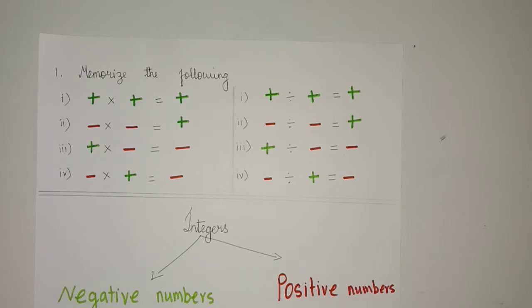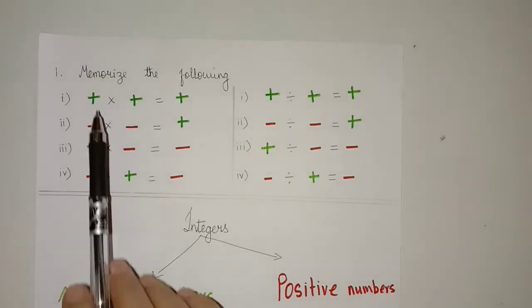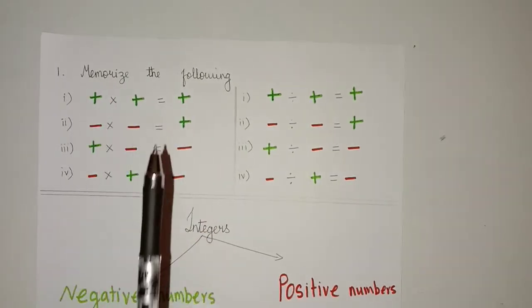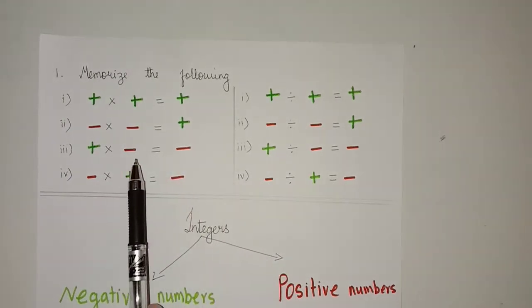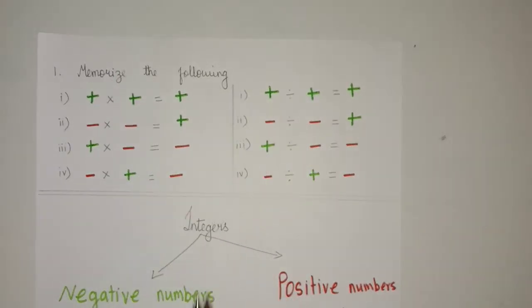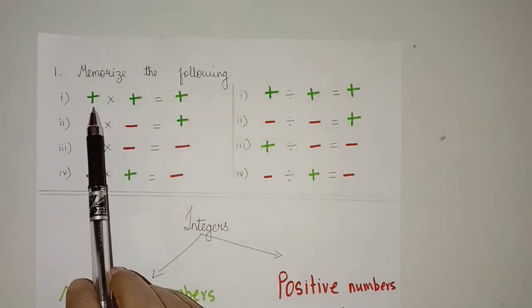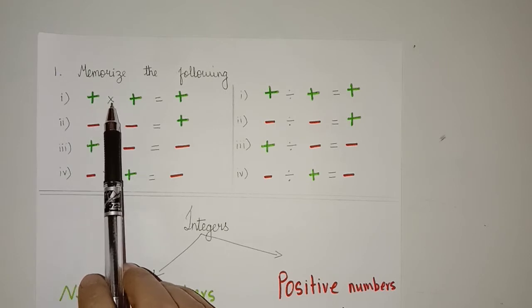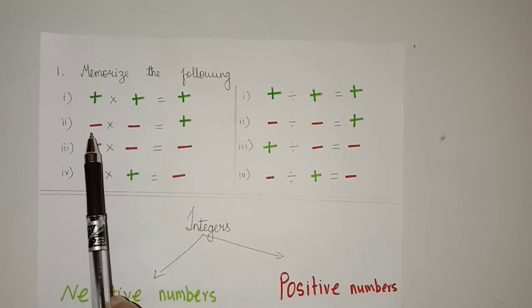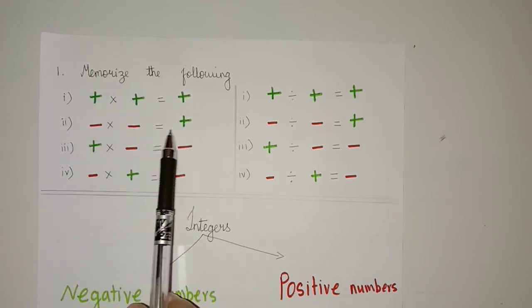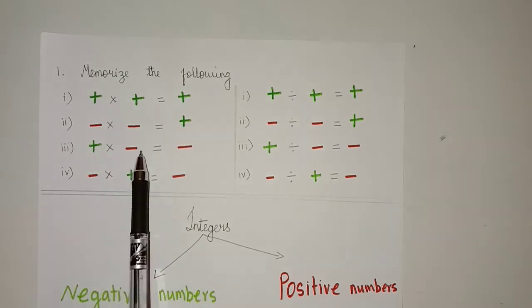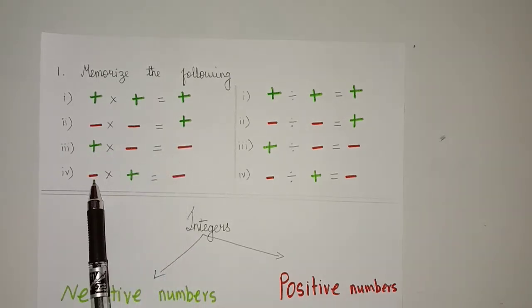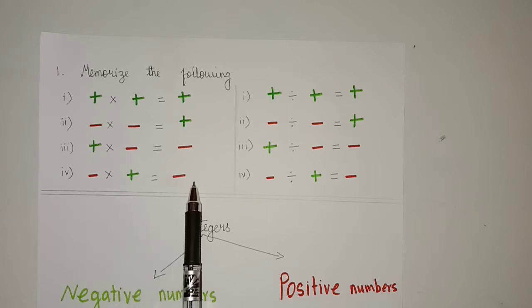Before you write or solve the questions that I'm going to give for this chapter, first you write this one. You memorize the following. Please write. This is very, very important. We will be requiring these later on when we solve this chapter 5. Now see here, you have to memorize this. Plus multiply plus, you get plus. Minus multiply minus, you get plus. Plus multiply minus, you get minus. Minus multiply plus, you get minus.